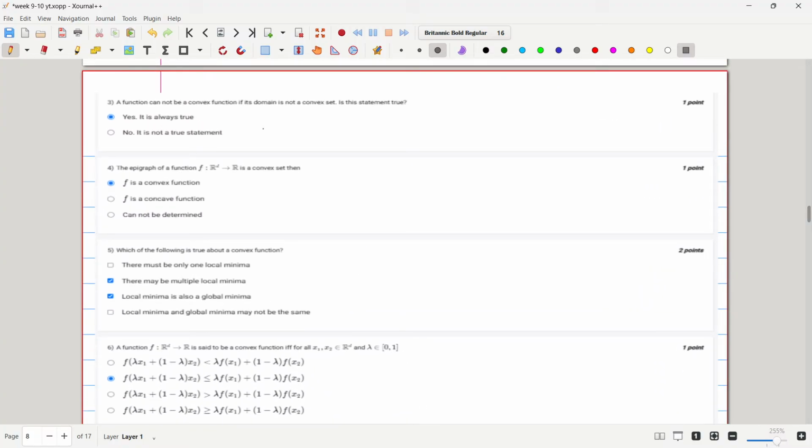A function cannot be a convex function if its domain is not a convex set. Yes, it is true. Why? Because a convex function is represented as lambda x1 plus (1 minus lambda) x2, such that lambda belongs to the set [0, 1]. This is the domain of your convex set. So if the domain is not a convex set, the function cannot be convex. If the epigraph of a function is a convex set, then f is a convex function.